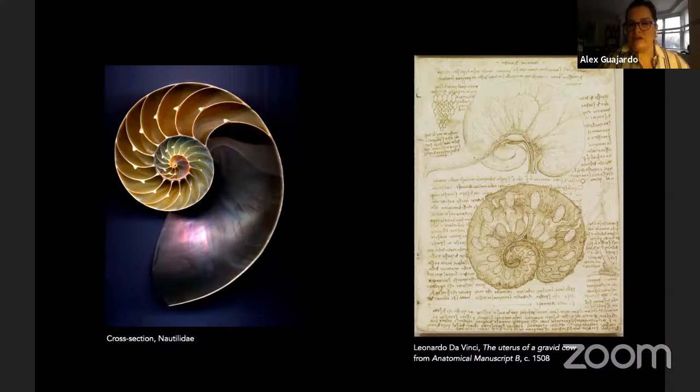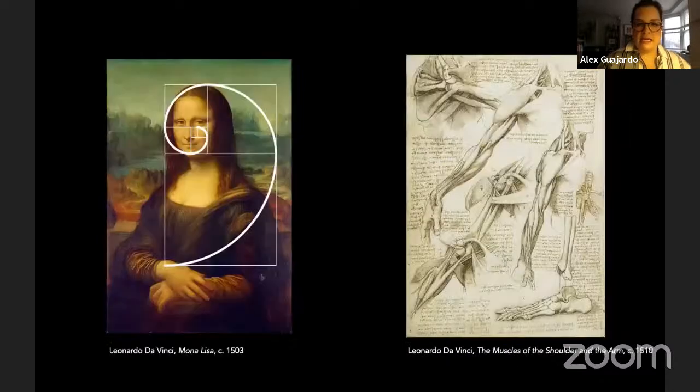Over here, we have a drawing from one of his codices called The Uterus of the Gravid Cow, which reflects the shape of this nautilus shell and the golden ratio really very neatly. Later on, he would do things like this with the Mona Lisa, where you can see the golden ratio is employed in order to create what many artists felt, by using this ratio of space in terms of how the image was laid out on the canvas, was the most perfect, aesthetically pleasing way to divide space and create an image.